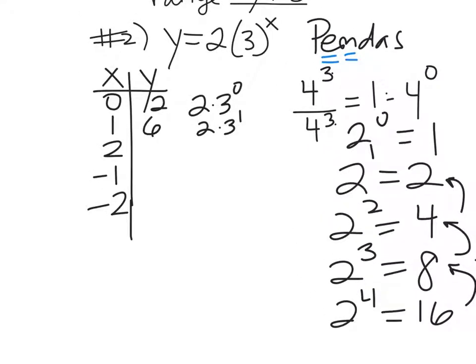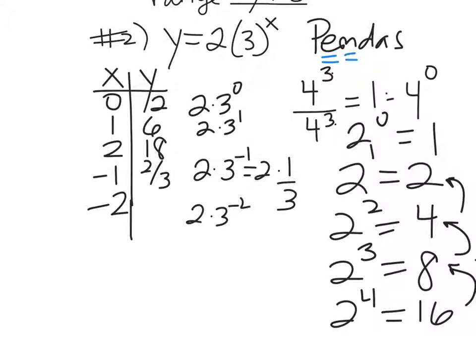Now plug in 2. 2 times 3 squared is, whoa, 18. You see that? All right, now let's plug in -1. 2 times 3 to the -1 is 2 times 1/3, which is 2/3. And then -2, so 2 times 3 to the -2 would give us 2/9.